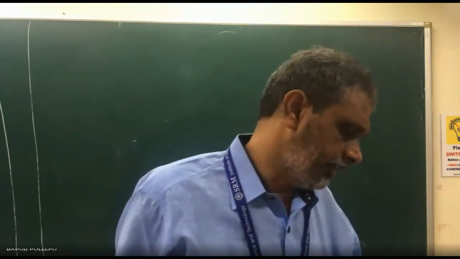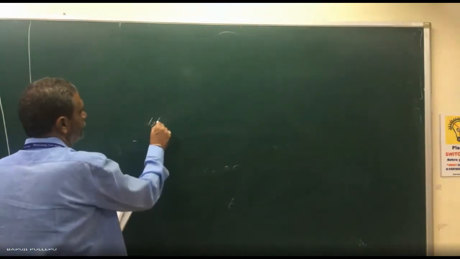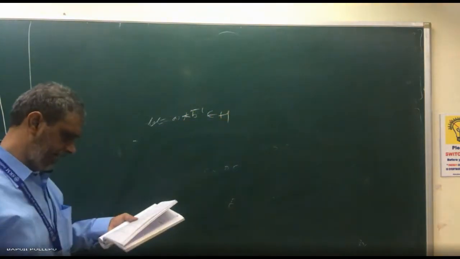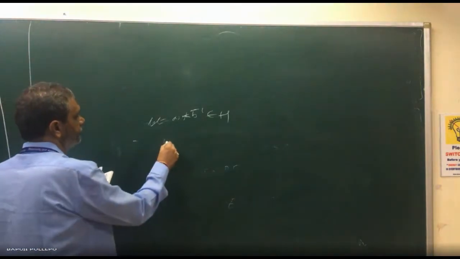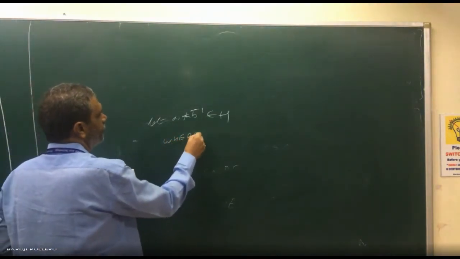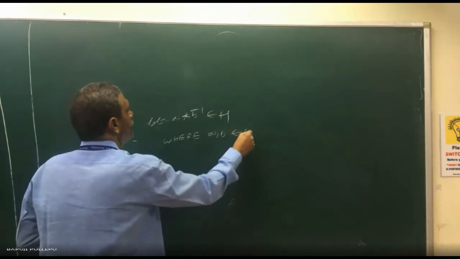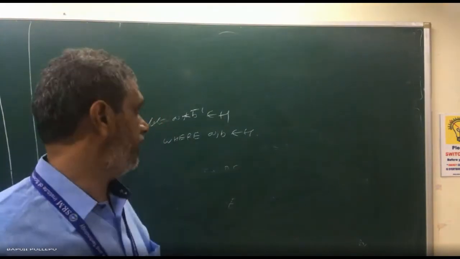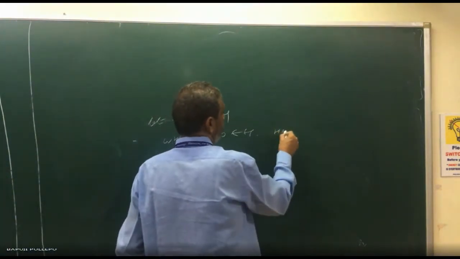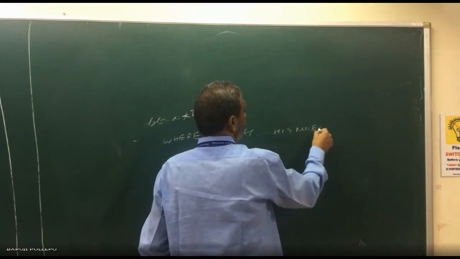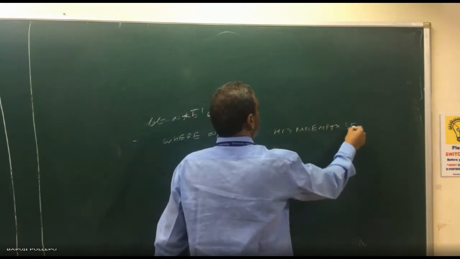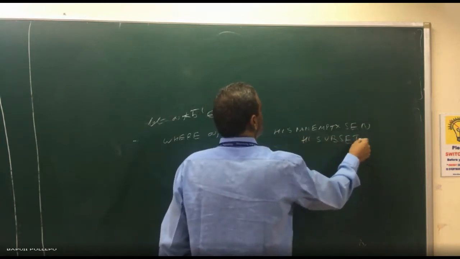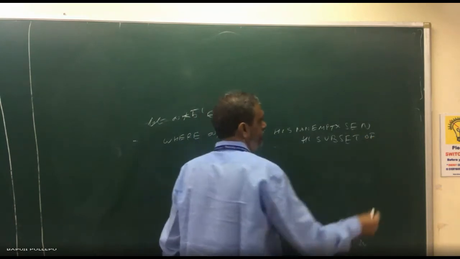You have to read. Now, let's assume A star B inverse belongs to H. I am taking where A, B belongs to H, where H is a non-empty set and H is a subset of G.